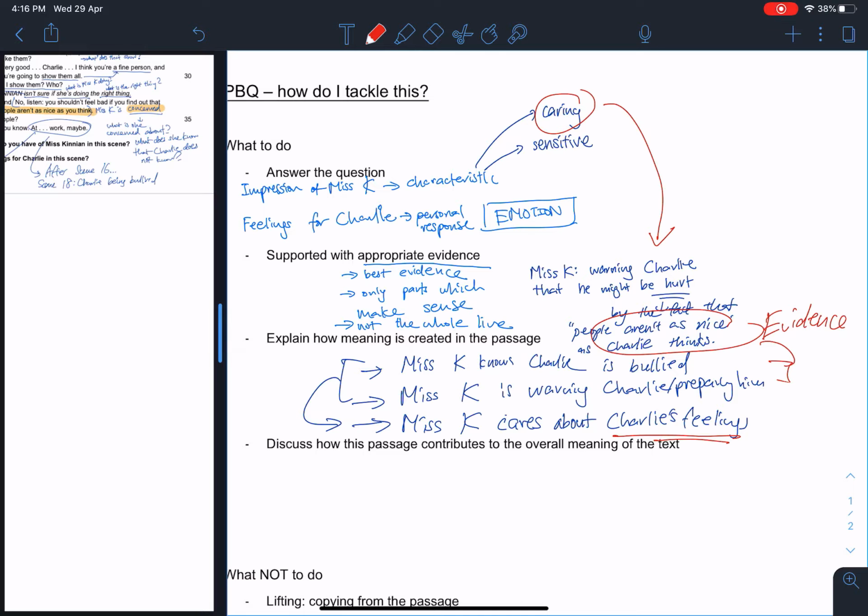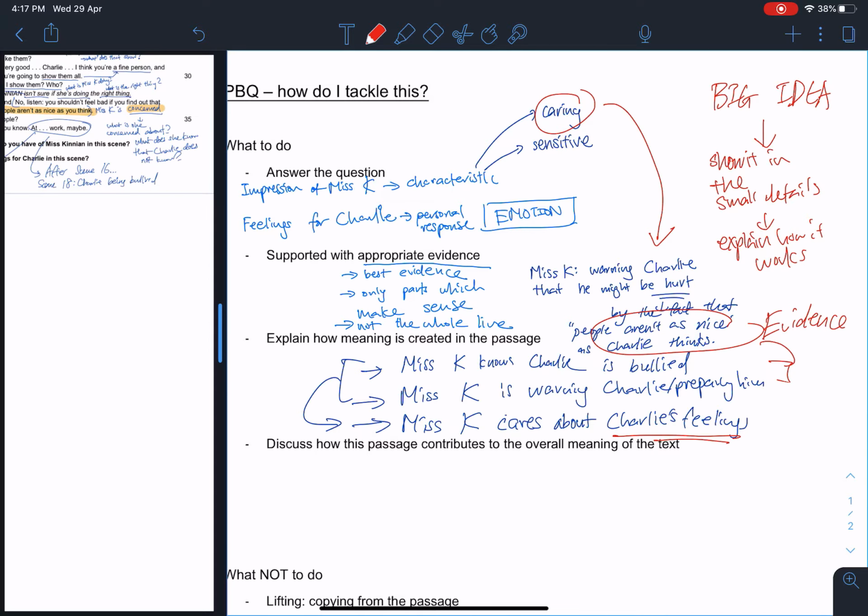So the key idea here is you have a big idea. Show it in the small details. Then you explain how it works.